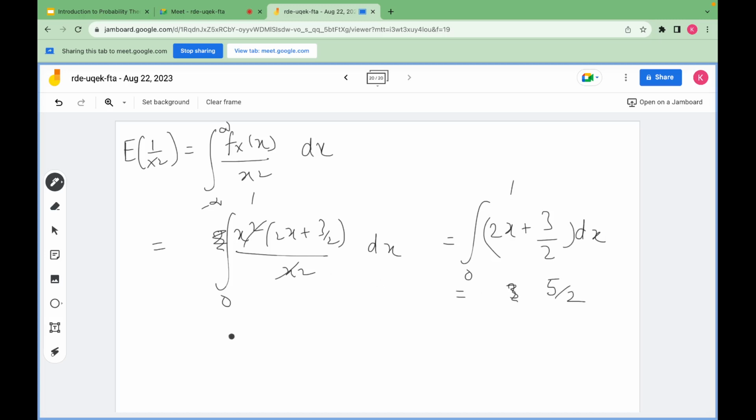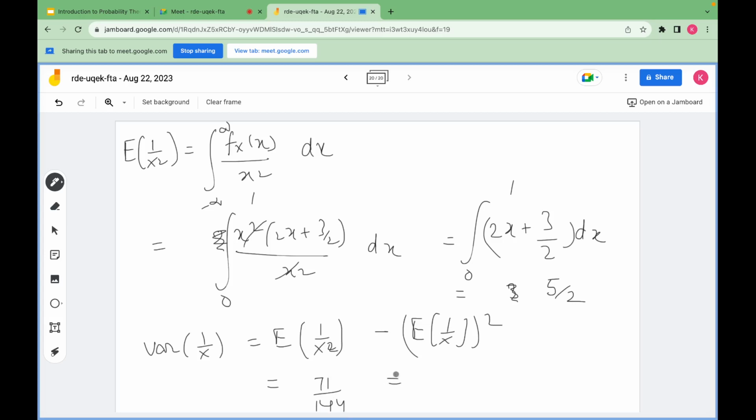So now we know the variance of 1 by x is expectation of 1 by x square minus expectation of 1 by x to the power 2. This comes out to be 71 by 144. So variance of y is 4 into variance of 1 by x. So this is 4 into 71 by 144, which is 71 by 36.